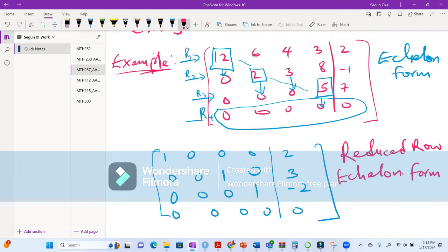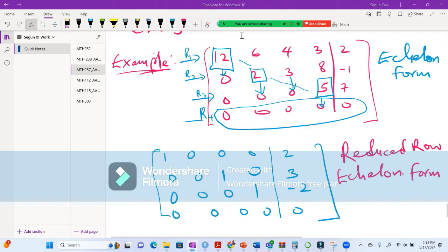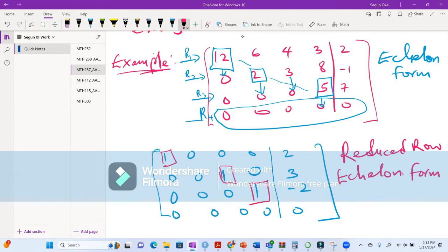So in this case, it says the leading entry, don't forget, the leading entry in each non-zero row is 1. Look at the leading entry here. The leading entry here is what? 1. Each leading 1 is the only non-zero entry in the column. This is what we call column 1, column 2, column 3, column 4. You discover that it's the only non-zero value, compared with echelon form. In echelon form, they have many in that particular column.